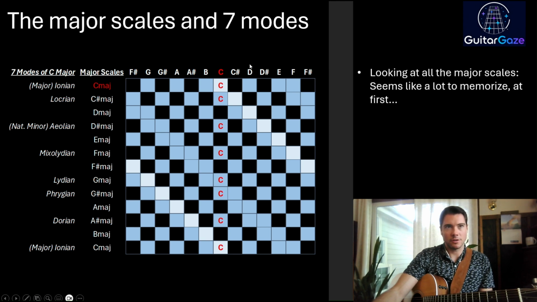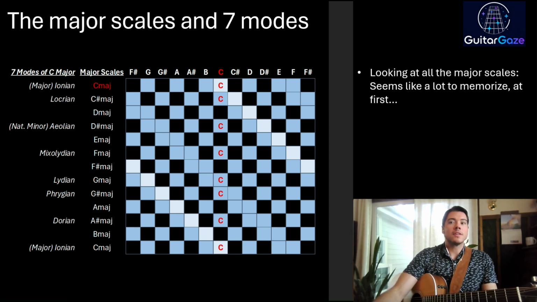So C, C sharp, D, D sharp, E, F. Each of these columns represents that note, and then each of these rows shows the major scale of those different keys, and all the blue boxes that are highlighted show what notes are in that major scale. So for C major, for example, you have A, B, C, D, E, F, G, of course. So that's why those are all highlighted.